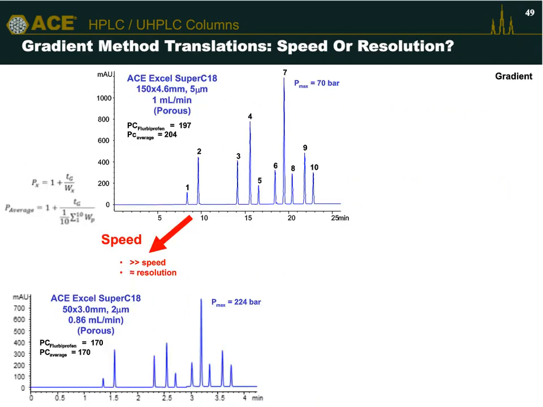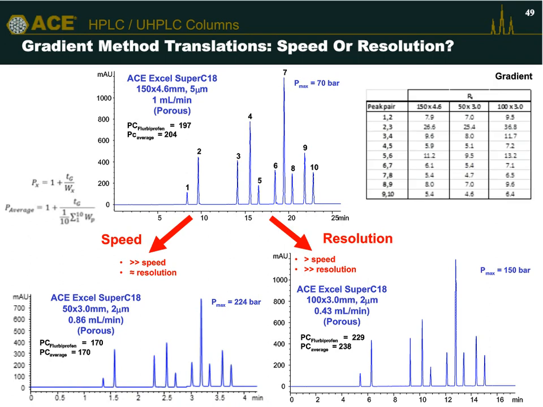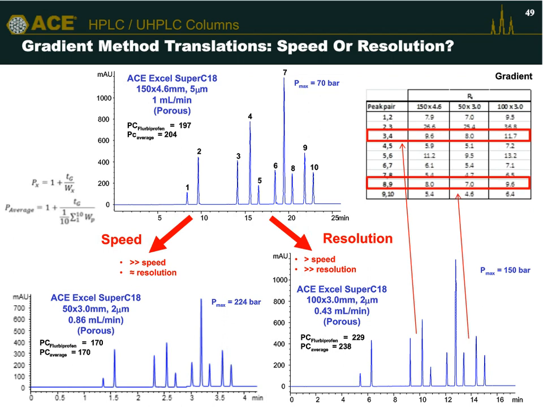So whilst we've talked about speed, there's also an opportunity for resolution. I've talked a lot about how you can speed up your separations now using method translations. How about getting extra resolution? Well, here we can see between the porous to porous separation, the top chromatogram to the right chromatogram, we've increased the column length to give us extra resolution between the peak pairs highlighted.